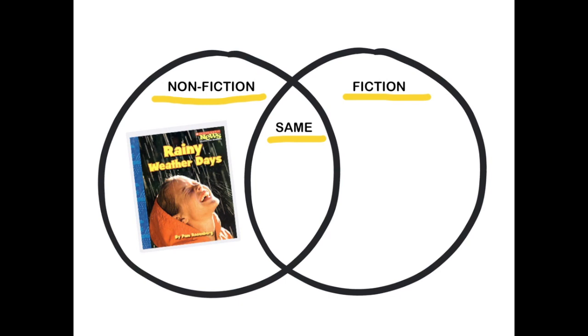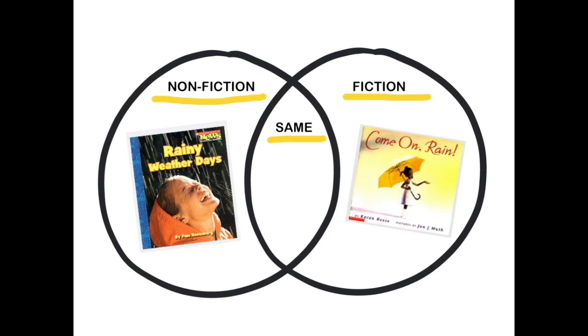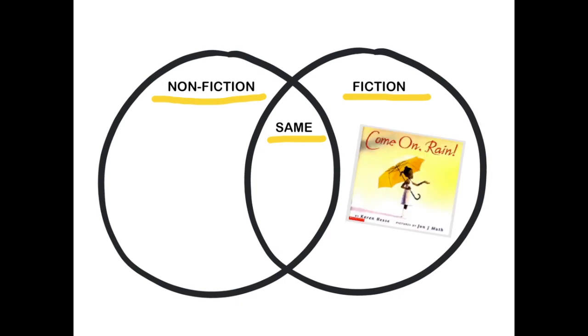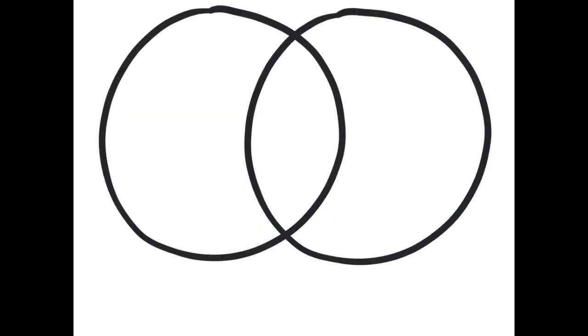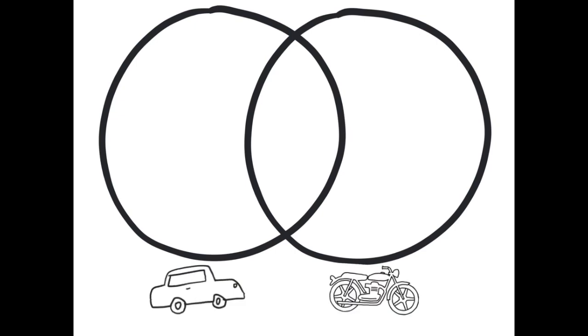Just to repeat, the nonfiction book is where you'll be putting information on this side, the fiction story over here, and things that are the same in both will go here. Let's do a quick example. So here's my Venn diagram. I drew two circles, they intersect in the middle. I have chosen to compare a car and a motorcycle.